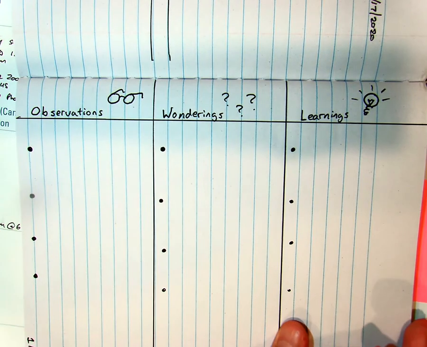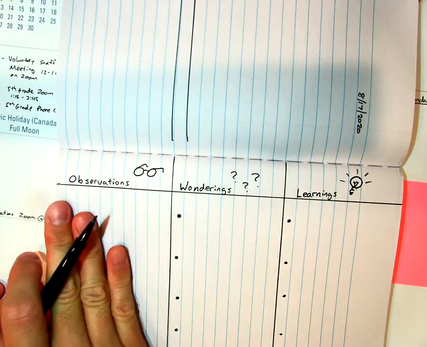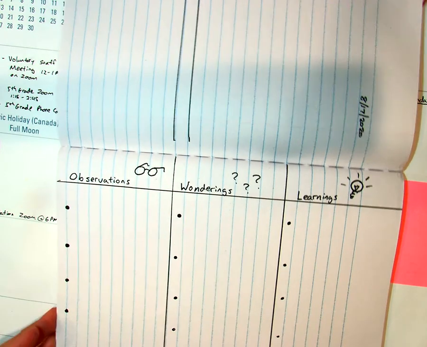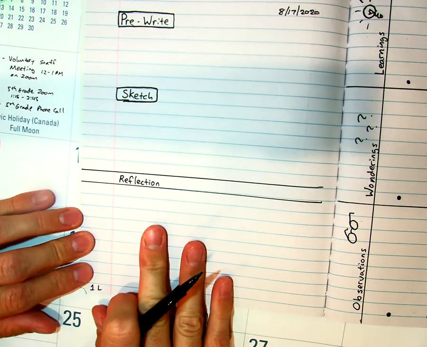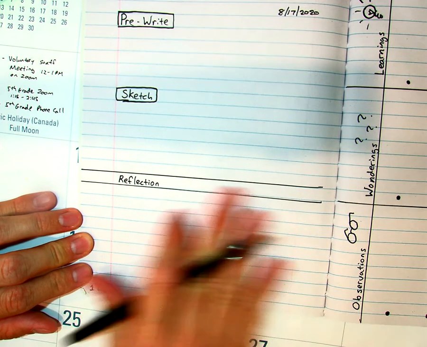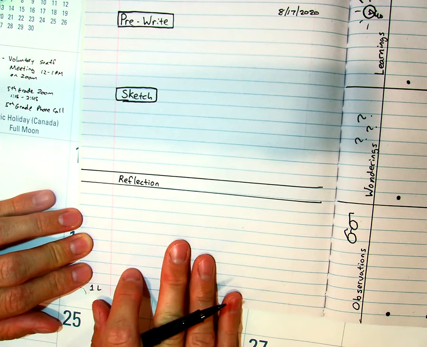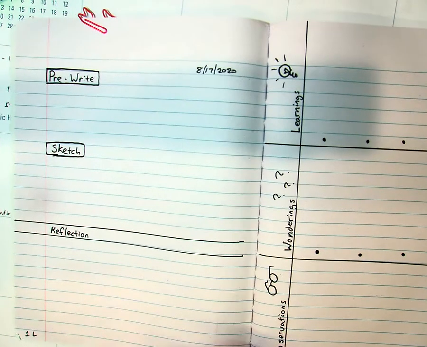So once we have finished our pre-write and our sketch, and we've done the activity, last but not least, that's when we go back to our reflection. So after we've done everything on 1R, we will come back and write just about a paragraph about what the experience was. So here's an overview of what I've got.